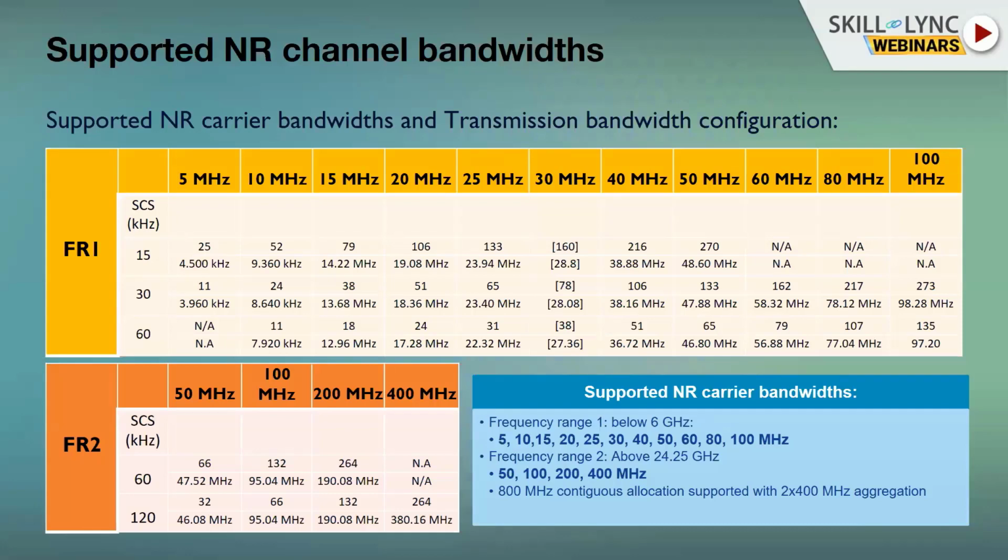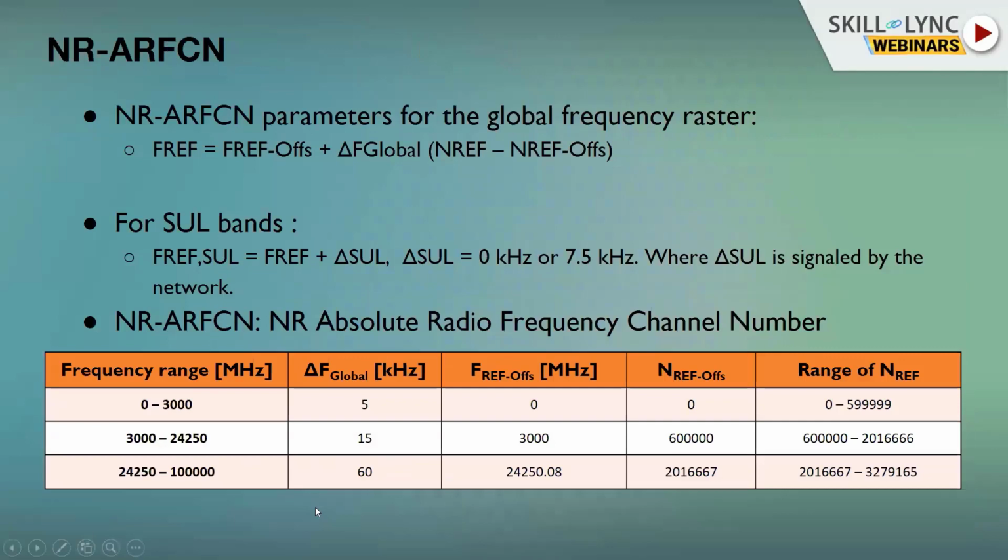It is the future. Here we have the NR-ARFCN. This is a parameter for the global frequency raster. It is one of the parameters used for planning and optimization. As I said, the channel raster defines a set of RF reference frequencies that are used to identify the RF channel position. This is one of the detailed topics here.